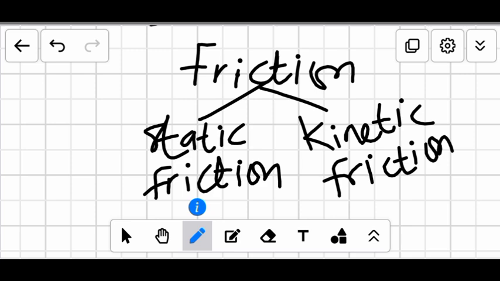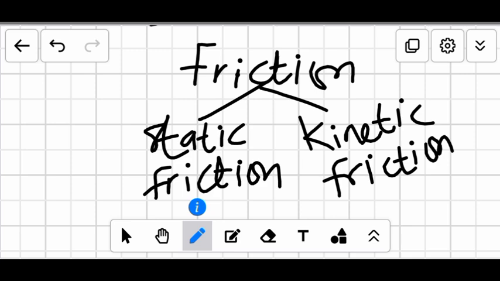Take a car moving on the road. Before the car begins to move, static friction exists between the tires of the car and the ground. Then when the car begins to move, we have kinetic friction trying to stop the moving car. So that is kinetic friction. That is what friction is all about in terms of definition.